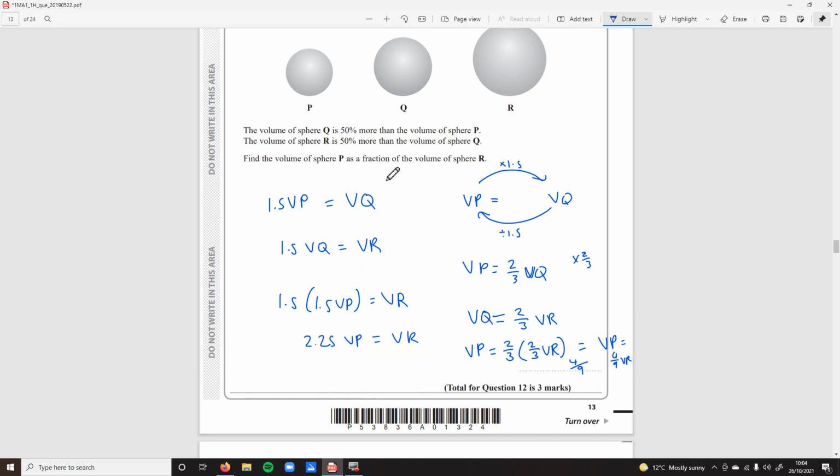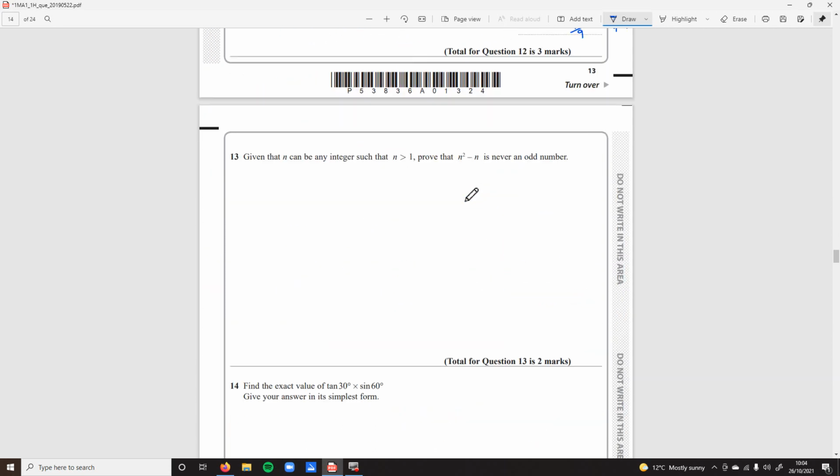The volume of sphere P as a fraction of the volume. Yeah. I think that's right. Oh god, I hate these ones. Oh dear.